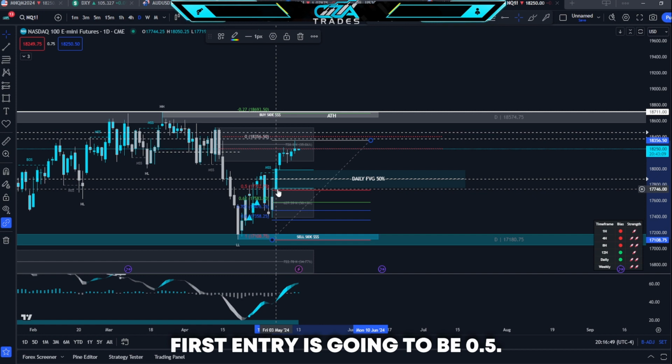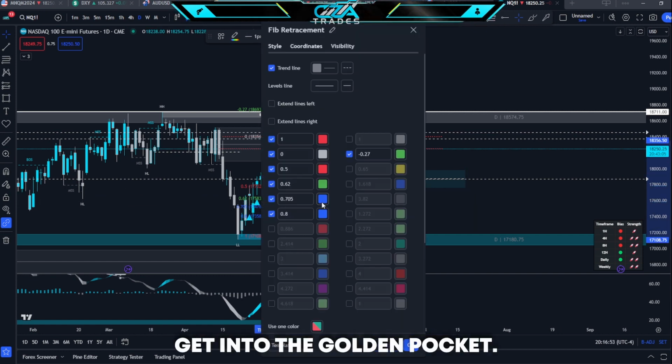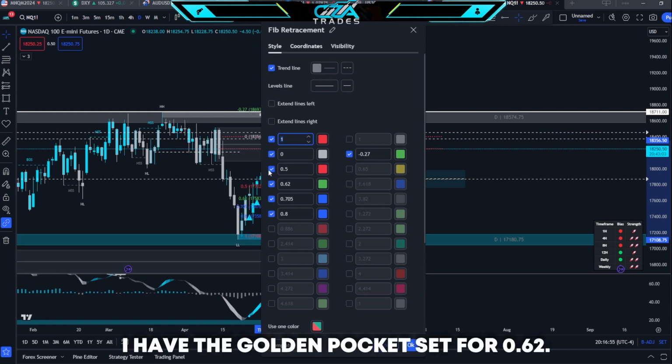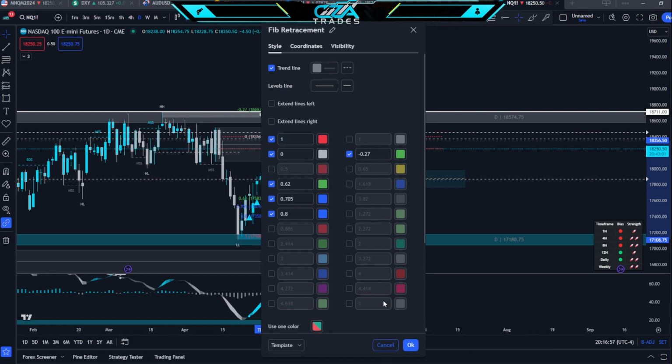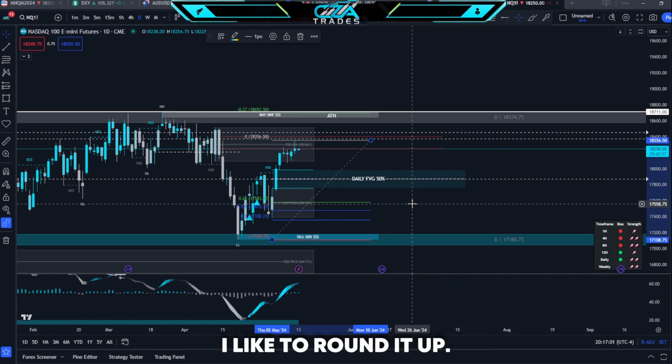First entry is going to be 0.5. I don't really enter on the 0.5. I wait for it to actually get into the golden pocket. I have the golden pocket set for 0.62. You might have it for 0.618. I like to round it up.